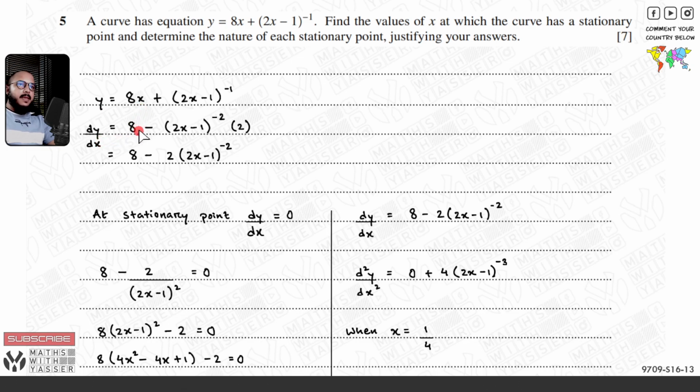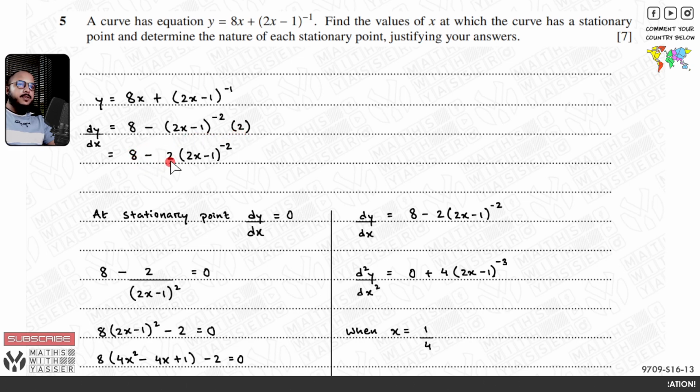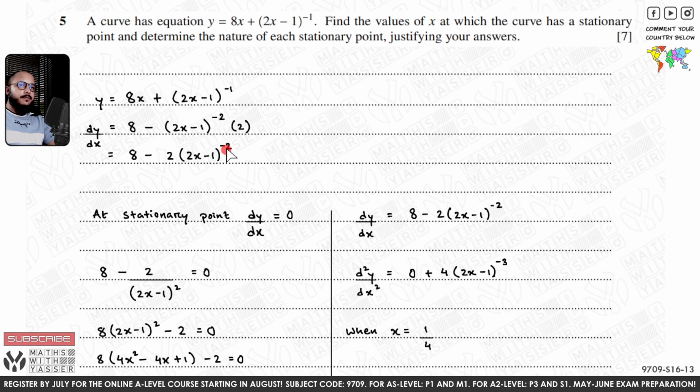So 8x will become 8, and then let's differentiate this. So -1 times positive 1 is -1, and (2x - 1)^(-1) gives us (2x - 1)^(-2). And then we must not forget to do inside differentiation. After we are done differentiating the power, we also need to differentiate the things within the bracket. So this one will become 2. Simplifying this, we get 8 - 2 times (2x - 1)^(-2).